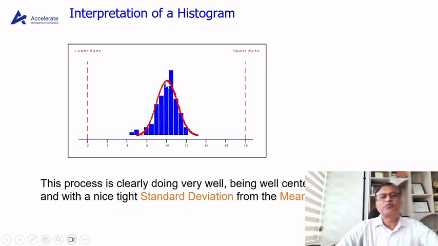If we are getting a histogram like this, it gives you a clear indication that your data is very well centered and the standard deviation is also low. That means my process is clearly doing very well.